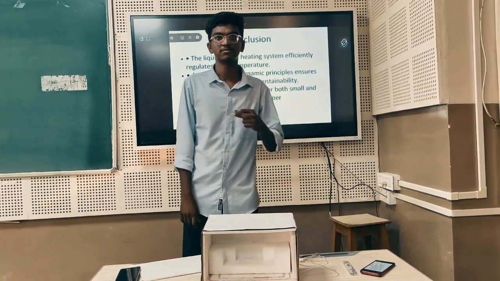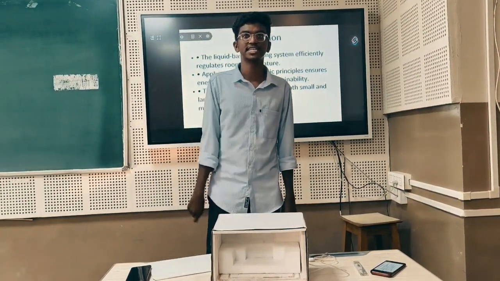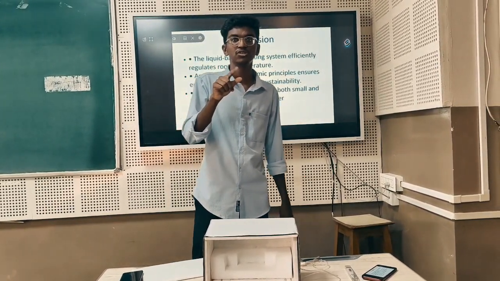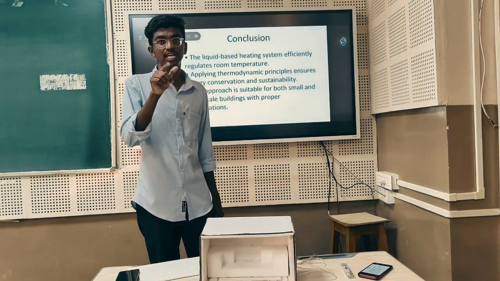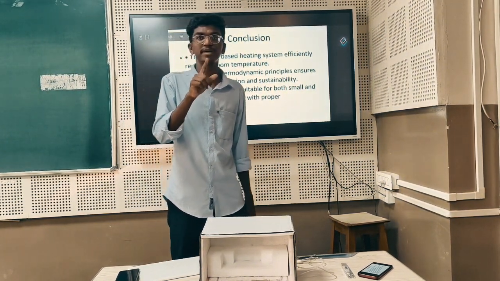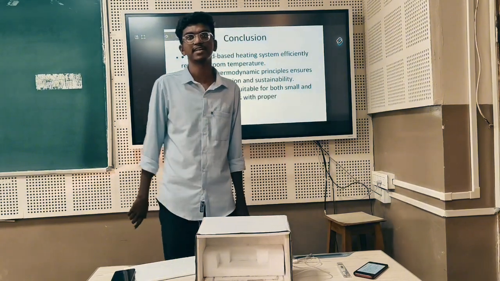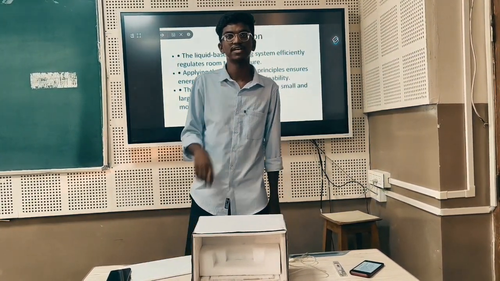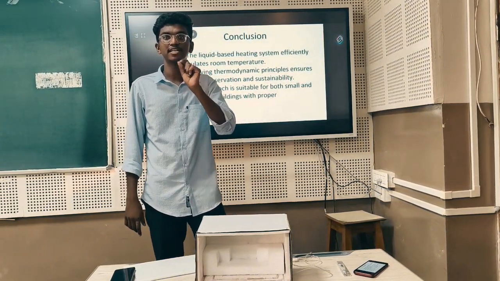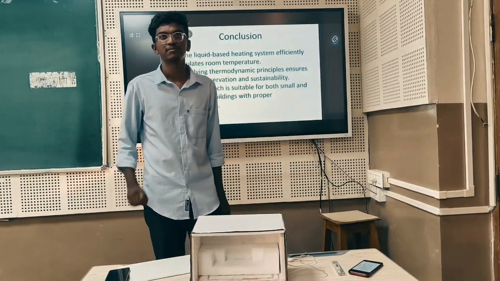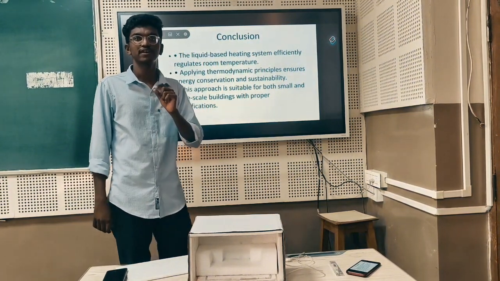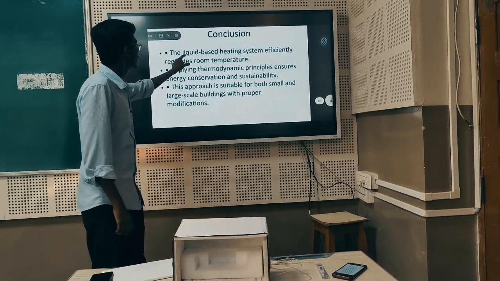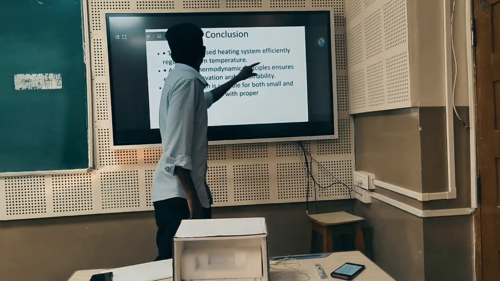0.0214. Then substitute in Q equals h A into delta T, where h is 500, A is 0.215, and delta T is 50 minus 25 degrees Celsius, that is 25. So 500 into 0.215 into 25. The final answer is the heat transfer rate.